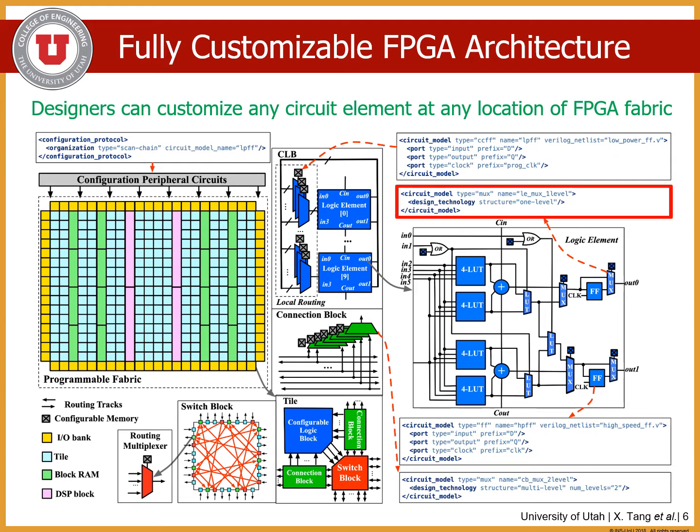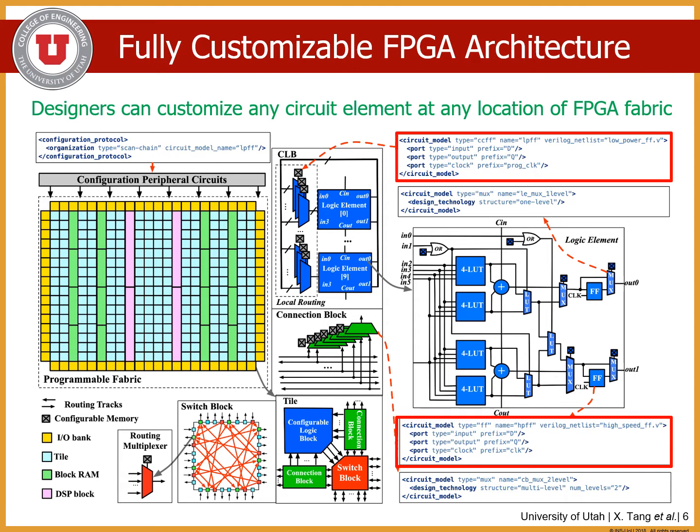I would like to highlight that you can define a circuit element, for example, a multiplexer in a one-level structure in the logic element, and also define a different routing multiplexer circuit implementation, for example, a two-level multiplexer for a connection block. Based on that, you can also exploit different cell implementations to trade off power, area, and performance. For example, you can define a high-speed flip-flop in the data path, and a low-power flip-flop to be used in the configurable memory.